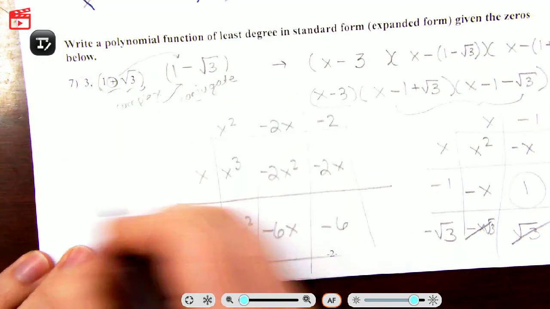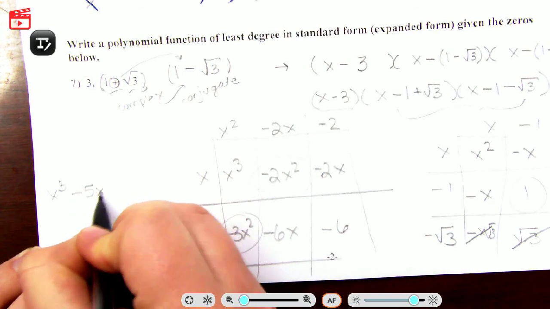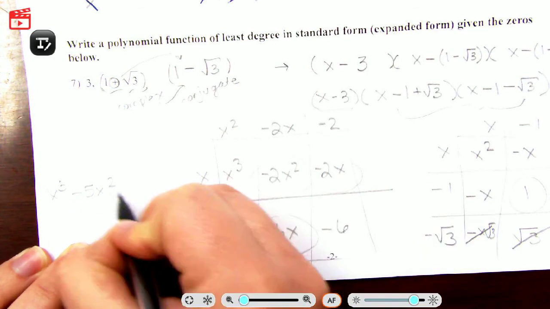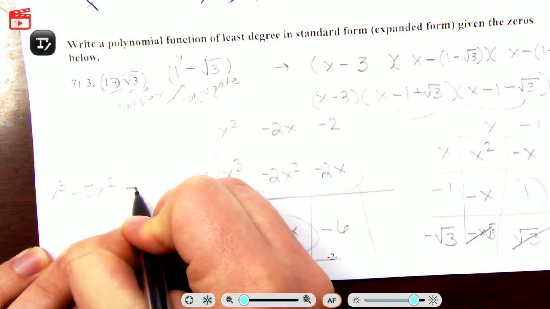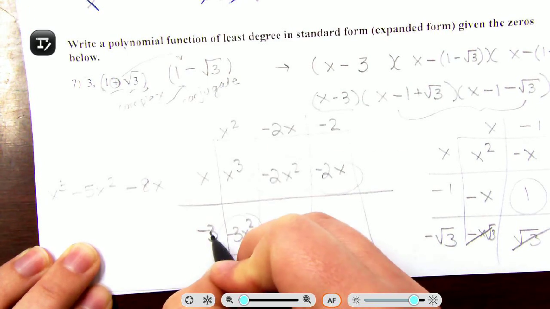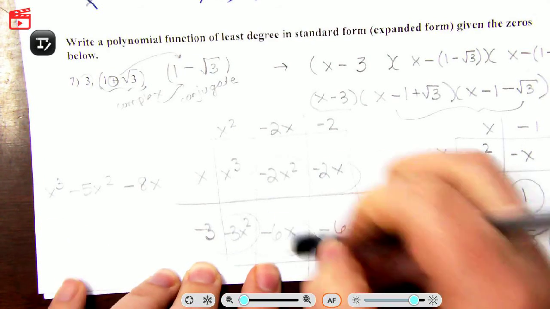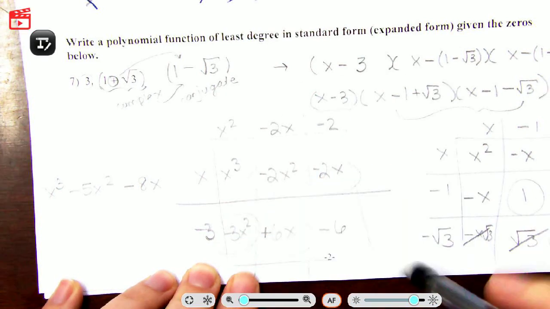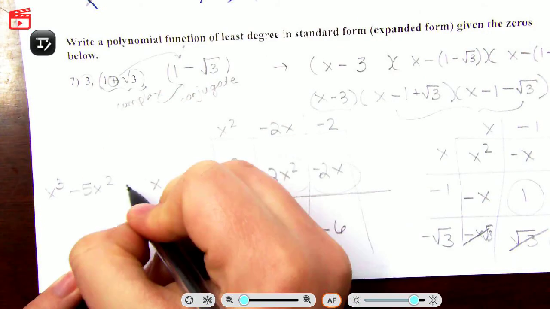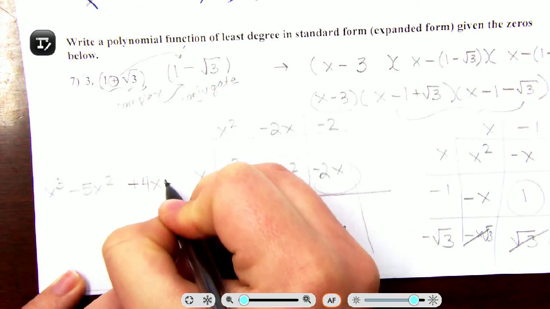Okay, so let's add things up. So I have an x cubed. This is negative 5x squared. This is 6, 7, 8. Let's see here. Oh, this should be a positive. Do you see that? Catching all of my mistakes today. So this right here, I have a negative 3 times a negative 2, so this should be a positive. And then, so this is not negative 8. This is, in fact, positive 4x. And then again, this should be a positive 6.